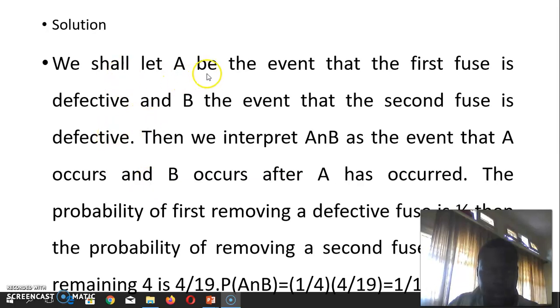We shall let A be the event that the first fuse is defective, and B the event that the second fuse is defective. Then we interpret A intersection B as the event that A occurs and B occurs after A has occurred. The probability of us removing a defective fuse is 1 out of 4.